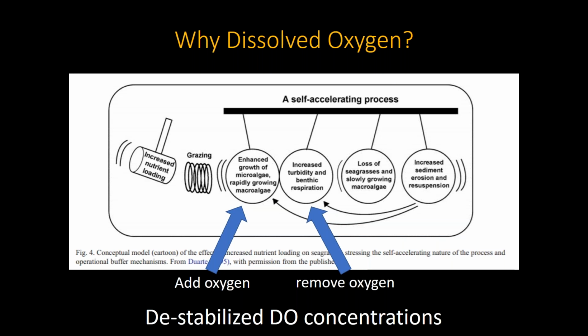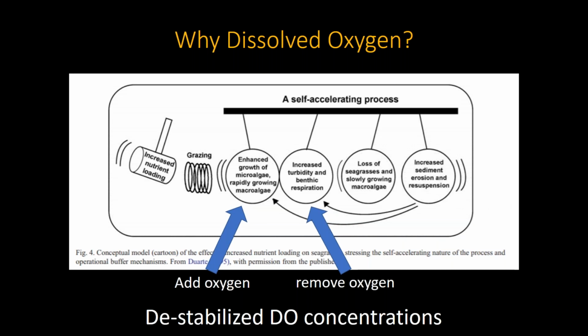That can lead to increased turbidity, right? Those algal cells block light from reaching the bottom. That can cause turbidity and even increased resuspension of the sediments as we lose those seagrass beds. As we lose seagrass beds, we have increased growth of macroalgae and increased sediment erosion and resuspension that then feed back into those first two kind of swinging pendulums.